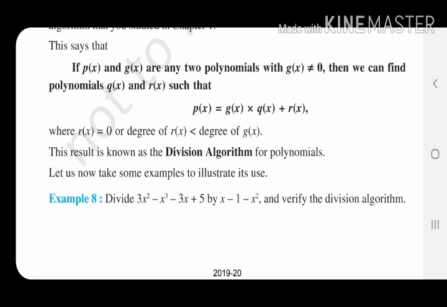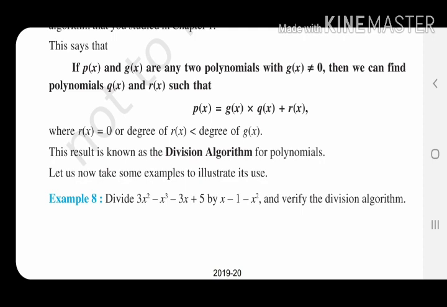Look here, the division algorithm is clearly mentioned in your book. If p(x) and g(x) are any two polynomials with g(x) not equal to 0, then we can find polynomials q(x) and r(x) such that p(x) equals g(x) into q(x) plus r(x), where r(x) equals 0 or the degree of r(x) is less than the degree of g(x). This result is known as the division algorithm. This is nothing but dividend equals divisor into quotient plus remainder.